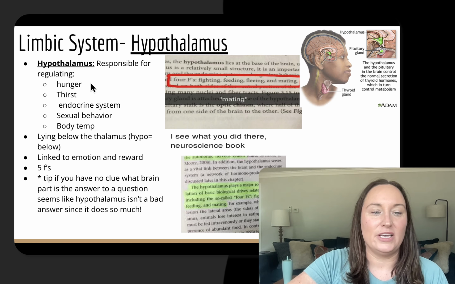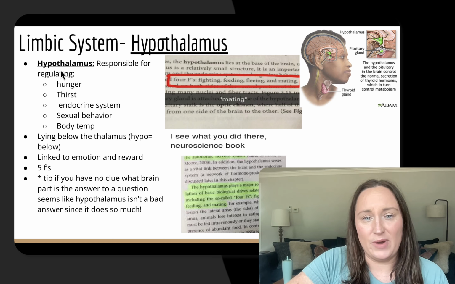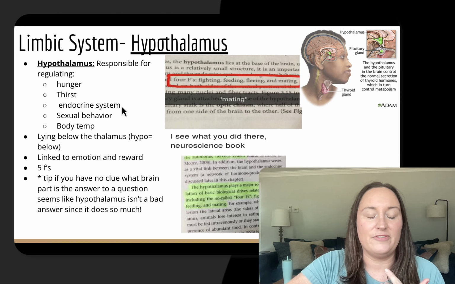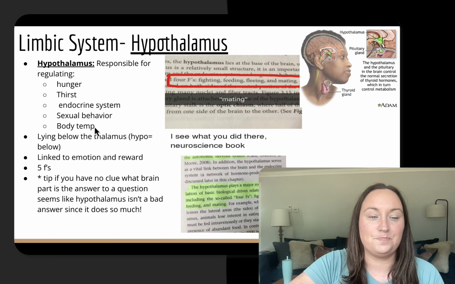So what does that really mean? Because those are just mnemonic ways, and you're like, what does that mean? So fighting and fleeing, this is our fight or flight. We've got hunger, we've got thirst, we have sexual behavior, and we have body temperature.